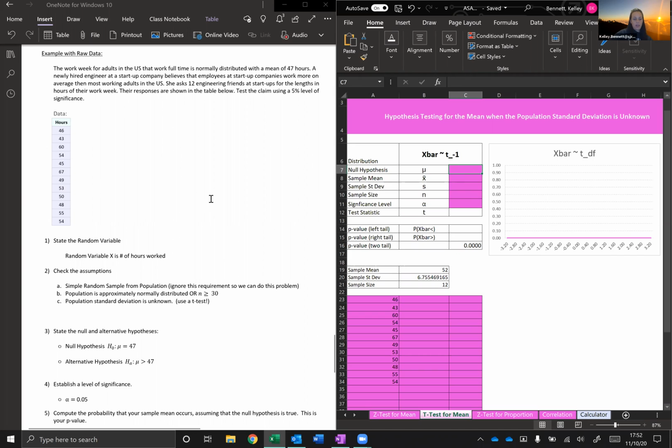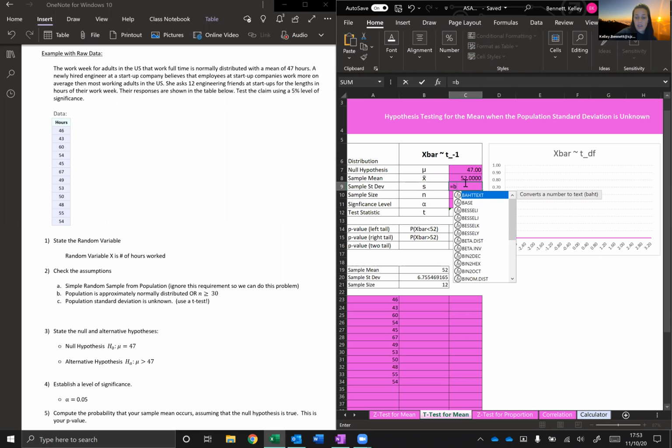What is my null hypothesis? My null hypothesis is that mu is equal to 47. What's my X bar? Well, my X bar is coming from my data. So I go down here and I see my sample mean is 52. My sample standard deviation is also coming from my data. So I go over here and I see it's equal to 6.75. Okay, I'm going to be lazy and just type in equals B20, because that's where that is located. Hit enter, done.